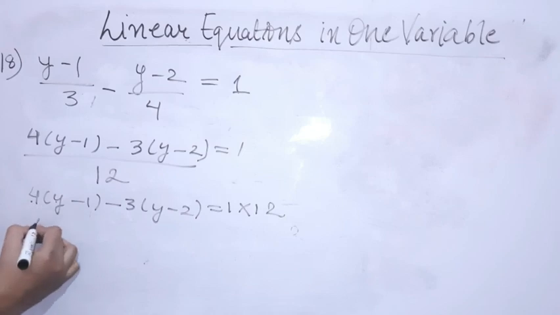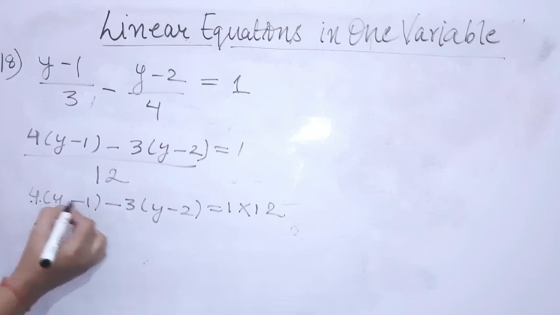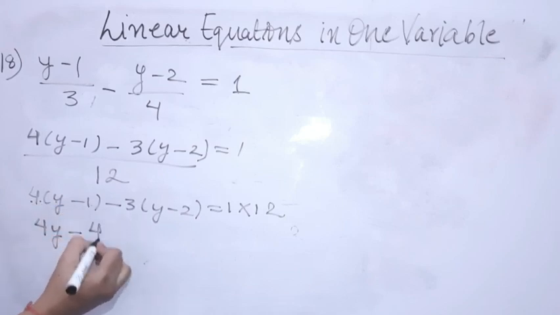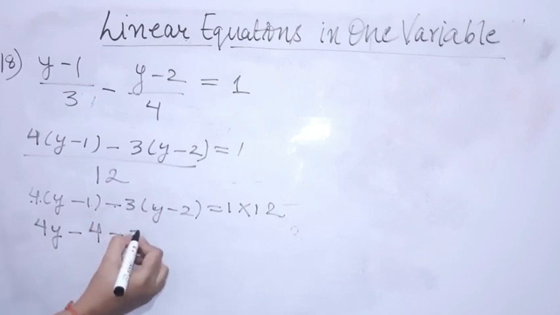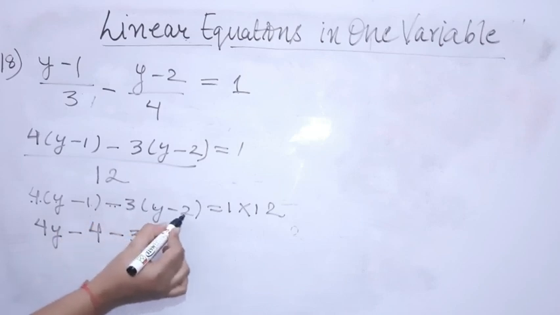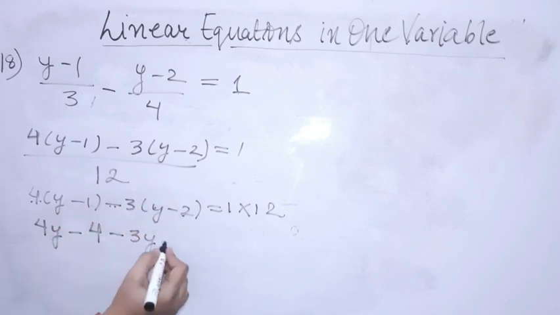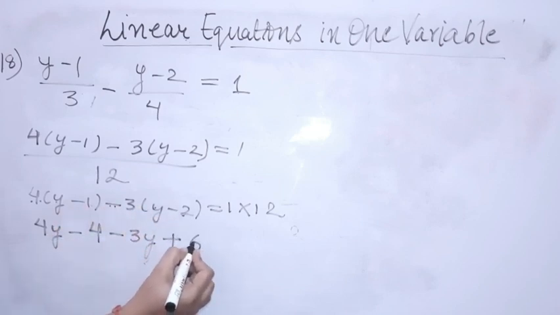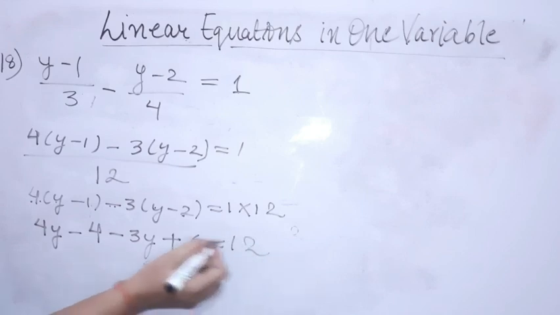Now, 4 multiplied by y will be 4y. 4 multiplied by minus 1 will be minus 4. Minus 3 multiplied by y is equals to minus 3y. Minus 3 multiplied by minus 2: 3 2s are 6. 2 negatives will make it positive, and here it will be 12 because 1 12s are 12.